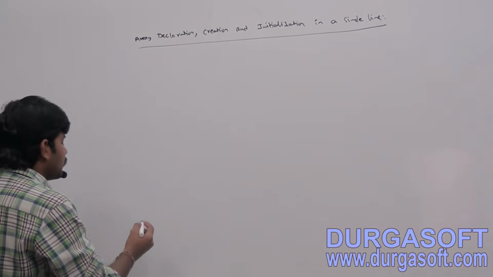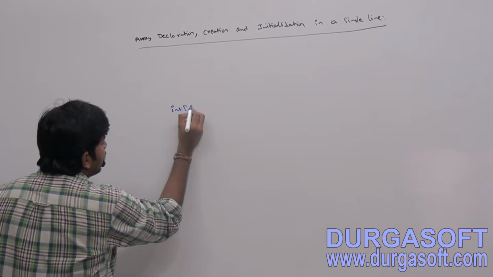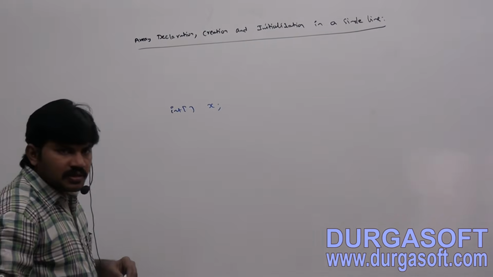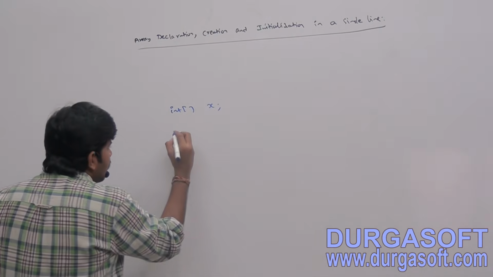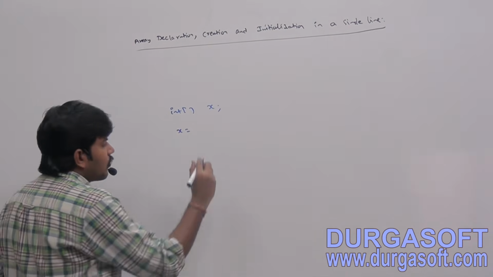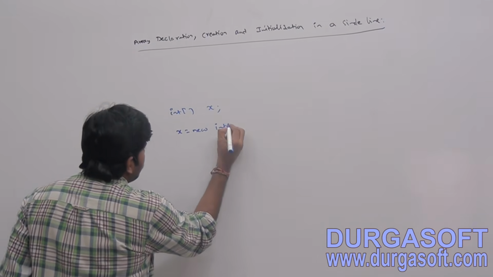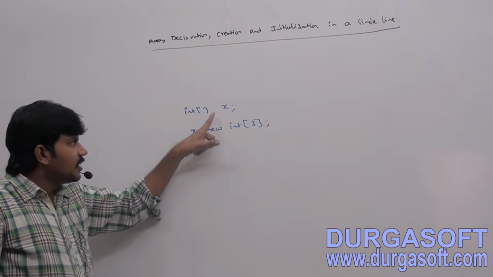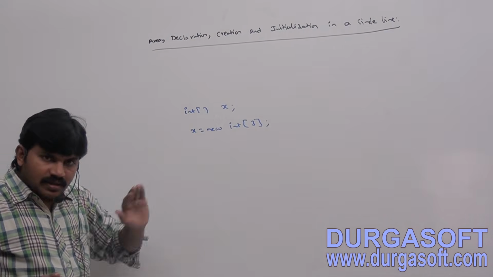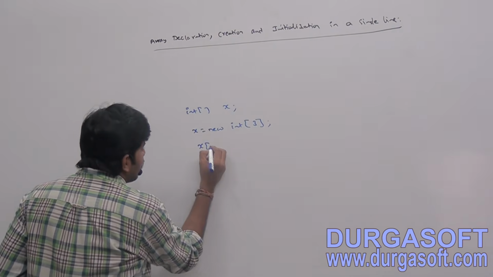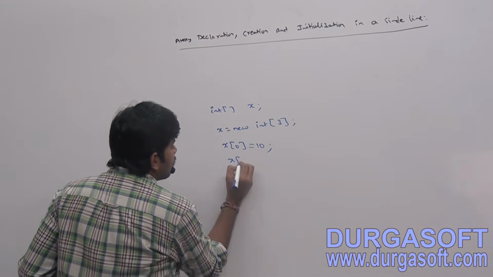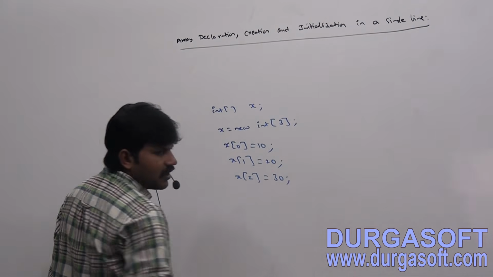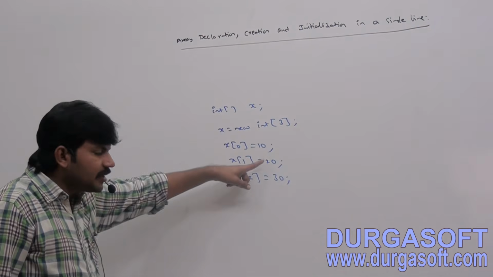Best example, just observe. I am taking int array x. Can you tell what I am doing? Int array x, I am declaring an array. x is equal to new int array of 3. Can you tell what I did? I created. In the first line, declared. Second line, created. And then x of 0 is equal to 10, x of 1 is equal to 20, x of 2 is equal to 30. Are you getting it? 10, 20, 30. What did I do? Initialization.